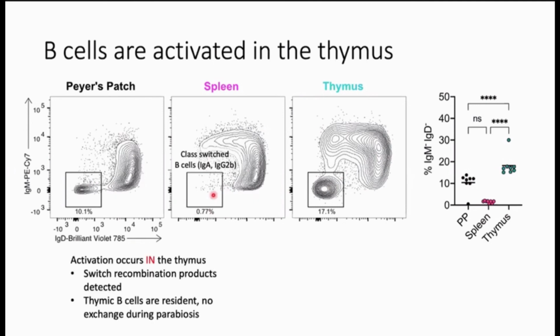There has been some other work on Thymic B cells that I would just want to bring up, that this activation that we're seeing here actually occurs within the thymus. So the switch recombination products are detected within the thymus. They're not switching and then coming into the thymus. They're actually staying there. And it is also known that Thymic B cells are resident, so they don't leave once they are in there. Through experiments with parabiosis, they show that the Thymic B cells, once they're there, do not leave and exit through different lymphatics and go into the circulation.